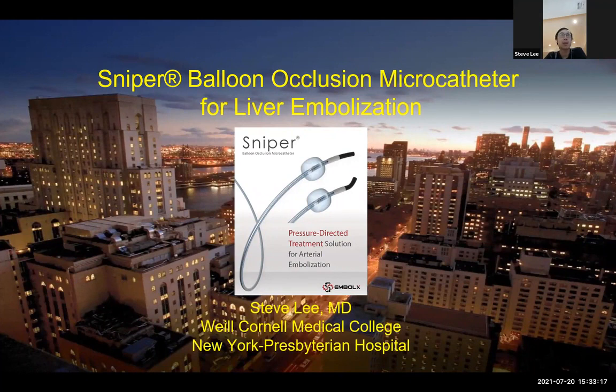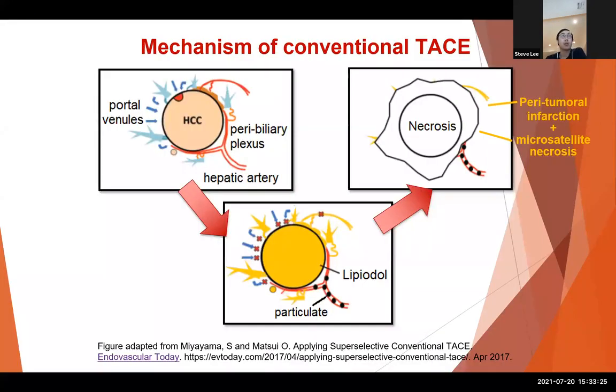Like Mike said, I'll be speaking about my experience with the Sniper balloon occlusion microcatheter for liver embolization. So why balloon TACE? Why do we need to use a balloon occlusion during chemoembolization? Well, number one, I think there's data to support its use.